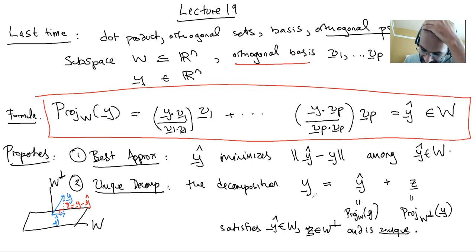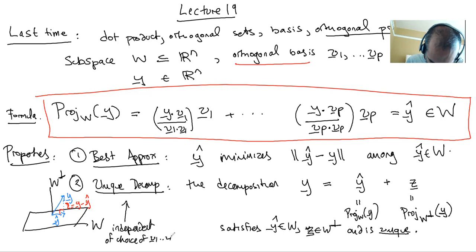Similarly, by this unique decomposition property, I can write the second property without mentioning a basis. There's no mention of a basis here, right? So both of these properties are independent of the choice of basis. So what that means is if I had some other basis and I computed the projection with respect to that basis, it would have to be the same vector, because it has to satisfy these properties, and these properties uniquely determine the vector.